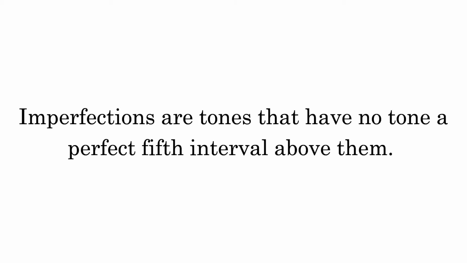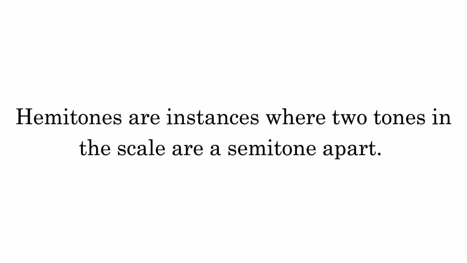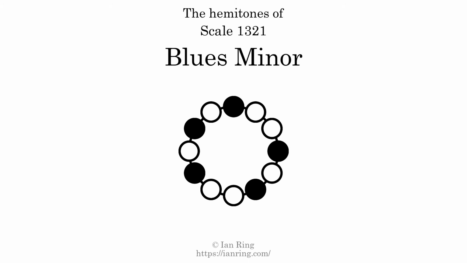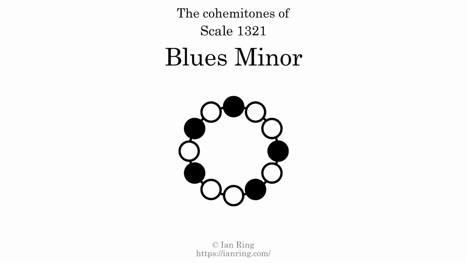Imperfections are tones that have no tone a perfect fifth interval above them. This scale has one imperfection. Hemitones are instances where 2 tones in the scale are a semitone apart. This scale has no hemitones. Cohemitones are instances where 2 hemitones are beside each other. This scale has no cohemitones.